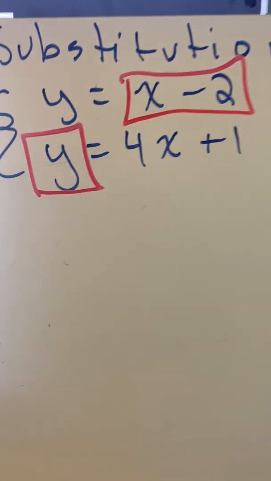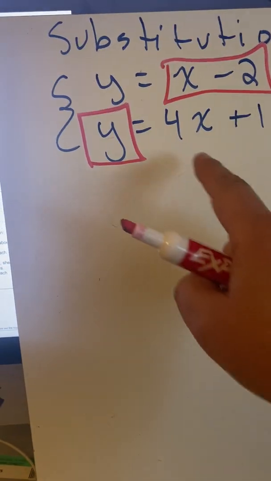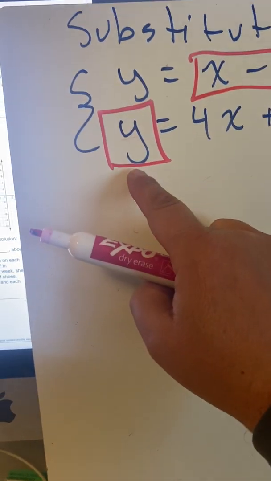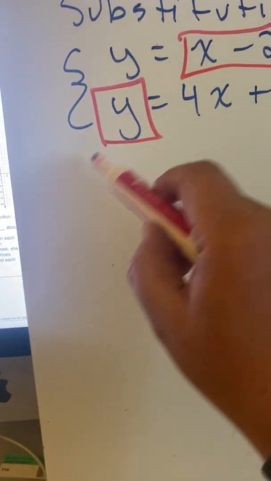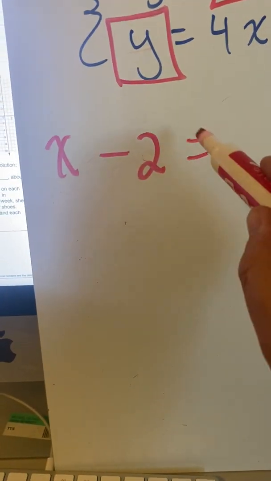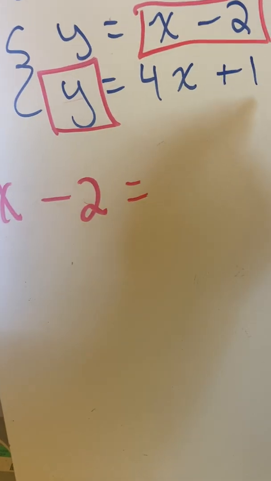Now, it doesn't matter which one you work with when it's done both of these. You could have done this chunk into here or this chunk into there. It really doesn't matter. This box turns into what's in here. So this turns into x minus 2. Okay, the equal sign comes down, and it equals 4x plus 1.